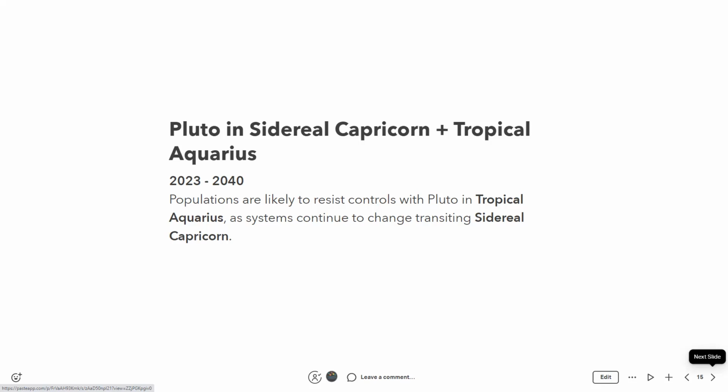So Pluto is continuing to break down the system in Capricorn, and will do for many years. But at the same time, its movement into tropical Aquarius shows this kind of more innovative approach now, where we're really moving forward with things as things continue to dismantle. And we're not going to throw out the system overnight. It's going to take many, many years, as has been the case in history and as will be the case.